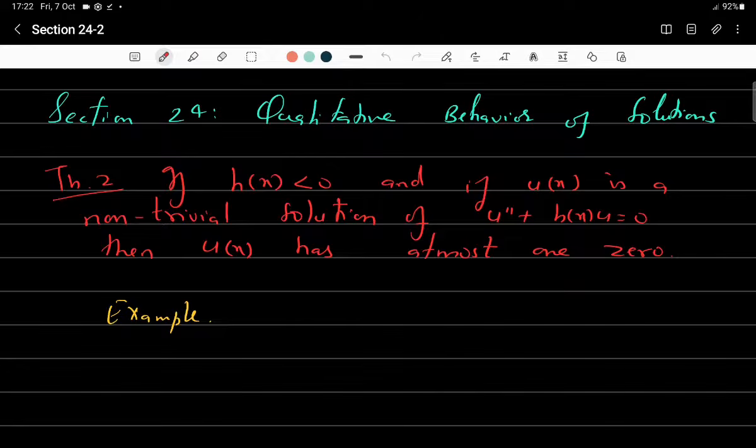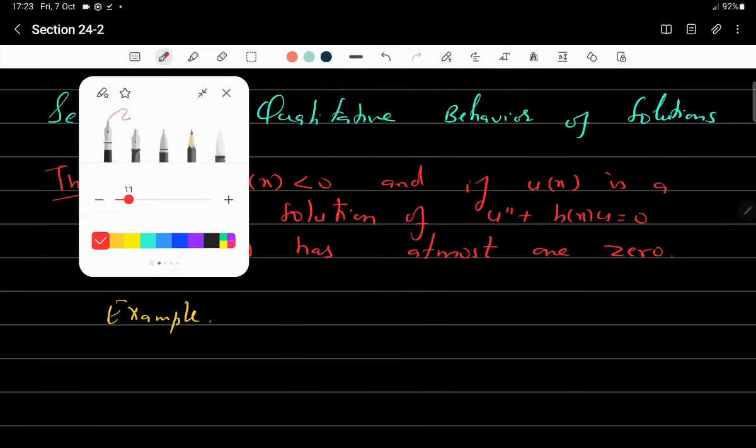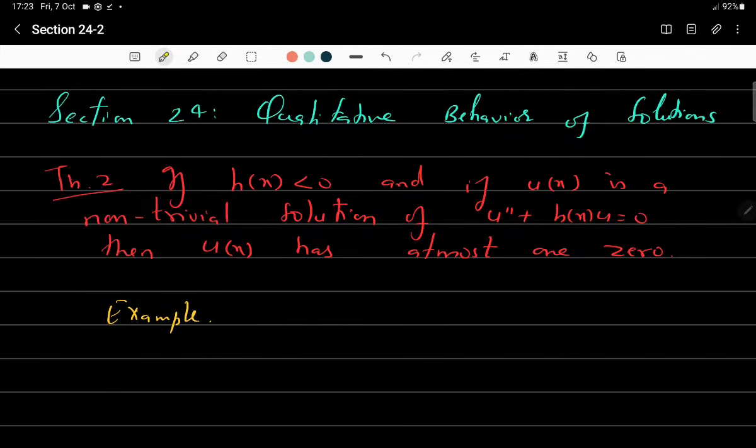So the first theorem says that in the normal form, which looks like u double dash plus h of x u is equal to 0, if h of x is less than 0 and if u of x is a non-trivial solution of u double dash plus h of x u is equal to 0, then u of x has at most 1 zero. Yes, so interesting theorem. Let's see an example to understand what it means.